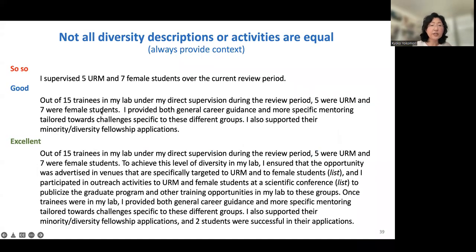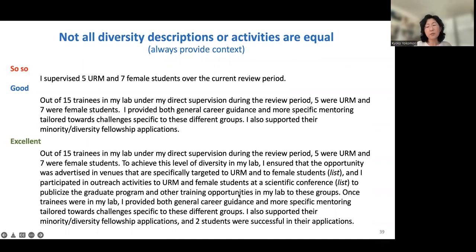And so this is just an example. If you happen to supervise some students who happen to be URM or female students, you can at least record that, right? This is a sort of diversity statement for the teaching section, right? But this is so-so. It's still better than not writing it. But for example, if you show you actually made special effort to help these URM students to advance, then you can write about that, and that's really good.